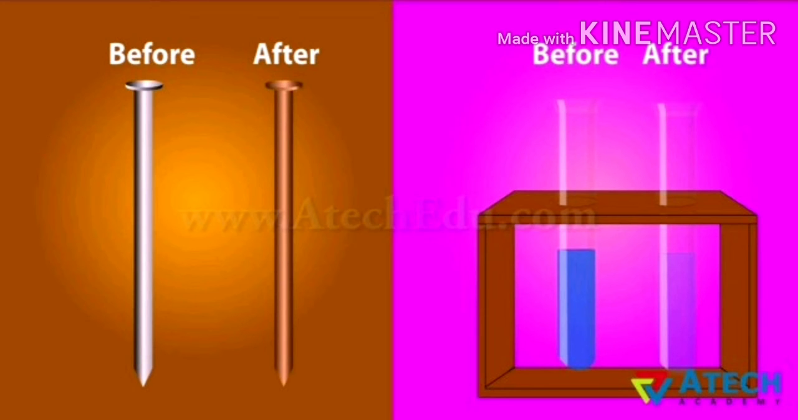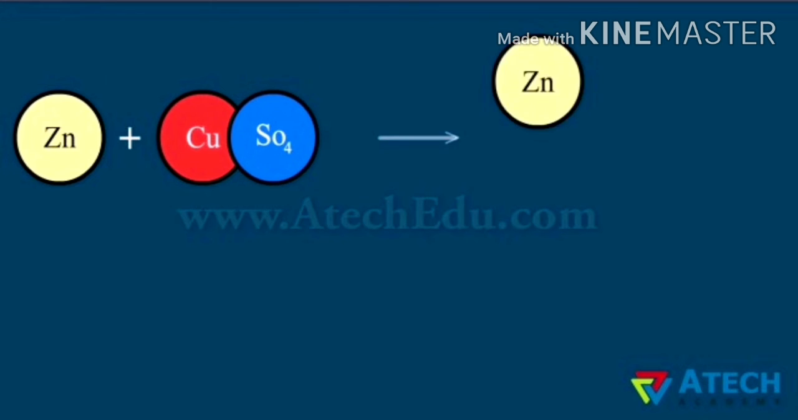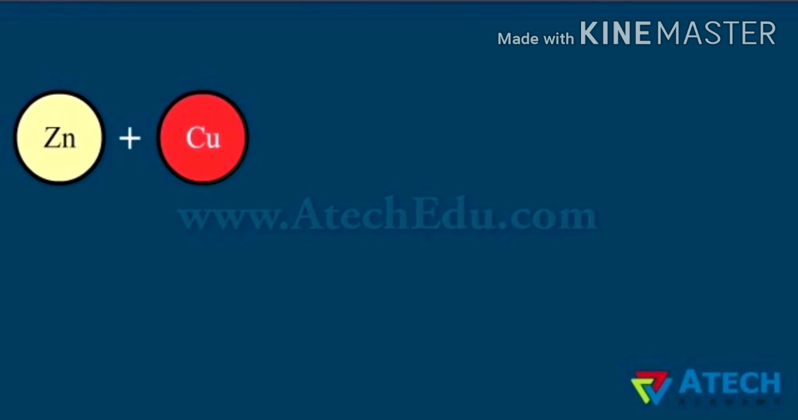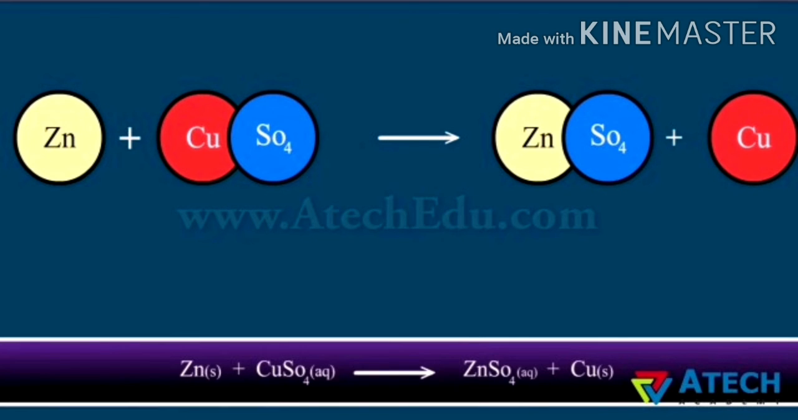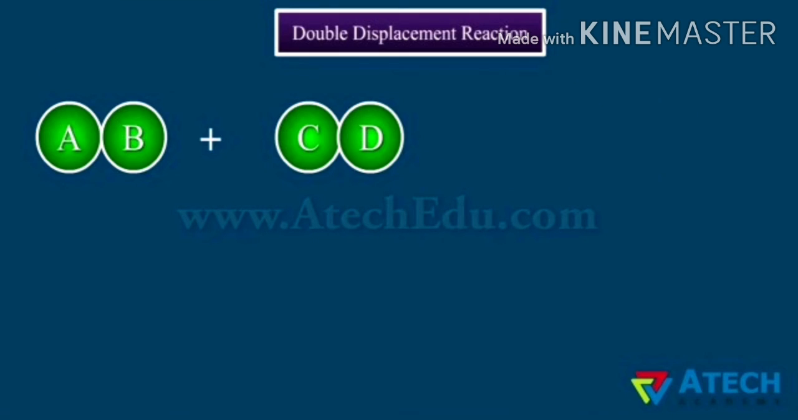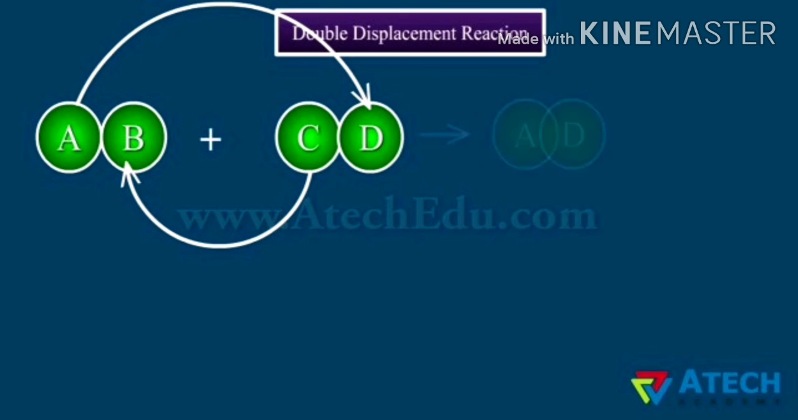Another example is the reaction of zinc with copper sulfate. Here, the more active element zinc displaces the less active element copper from the compound copper sulfate to form zinc sulfate and copper. Now let us see double displacement reaction.